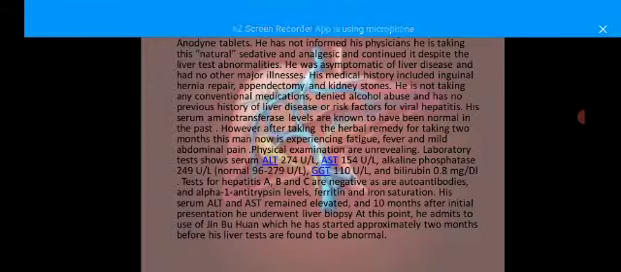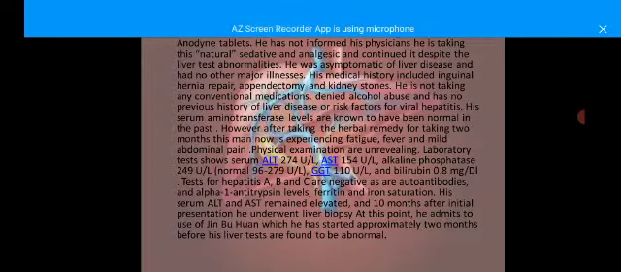He was asymptomatic of the liver disease and had no major other illness. His medical history included inguinal hernia repair, appendectomy, kidney stone. He is not taking any conventional medications, denied alcohol abuse, and has no previous history of the liver disease or risk factor for viral hepatitis. His serum aminotransferase levels are known to have been normal in the past. However, after taking the herbal remedy for like 2 months, this man now is experiencing fatigue, fever, and mild abdominal pain.